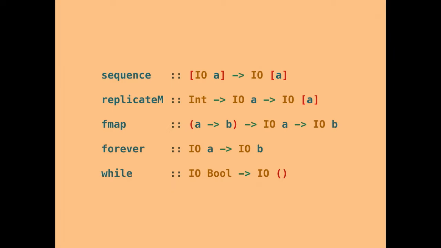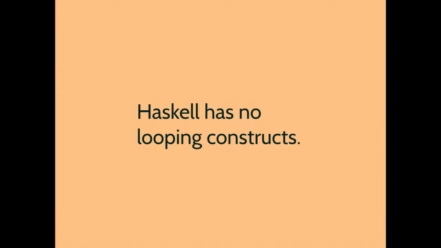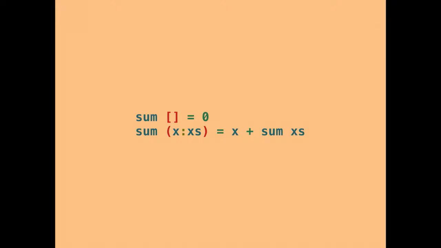So Haskell actually has no looping constructs at all. Everything is done by recursion. Repetition is always accomplished by recursion. So here, for example, to sum a list, I'm doing this by pattern matching on the list. So sum of the empty list is zero. And then I say sum of the list x colon xs. Colon means construct the list. It's the same as cons in a Lisp. So sum of the linked list with x at the head and xs as the rest of the list is just x plus the sum of xs. So it's a recursive definition.